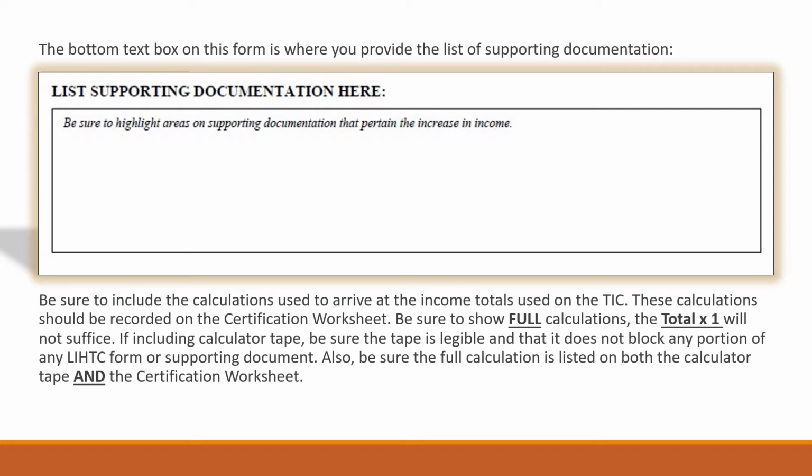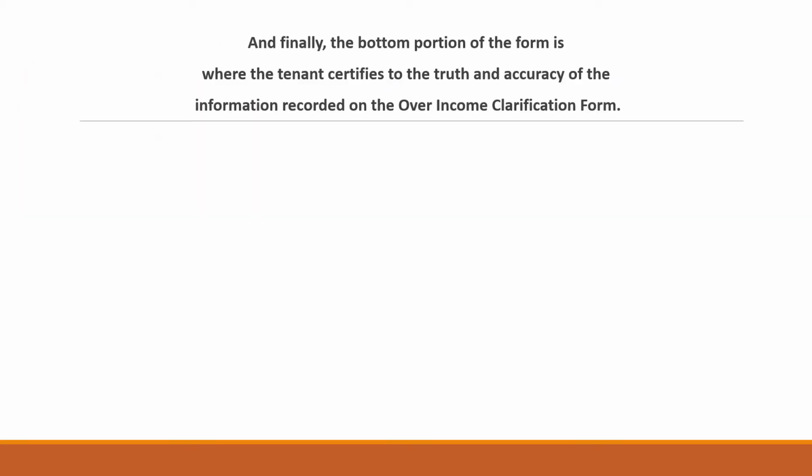Be sure to show full calculations. The total times 1 will no longer suffice. If including calculator tape, be sure the tape is legible and that it does not block any portion of any LIHTC form or supporting document. Also, be sure the full calculation is listed on both the calculator tape and the certification worksheet.